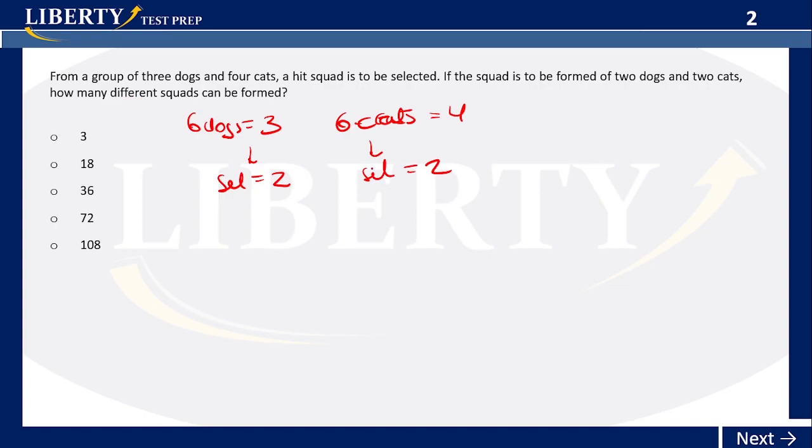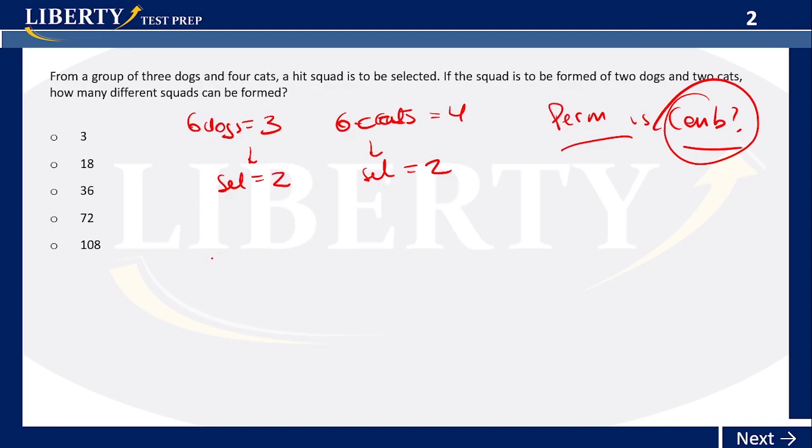In this case, what do you think? Do we need a permutation or we need a combination? We need a combination. Why? Because these dogs, I mean, they are individualized, right? They have names. So having dog A and dog B is the same thing as having dog B and dog A. So order doesn't matter in this case. So we are going to have to go with the combination.